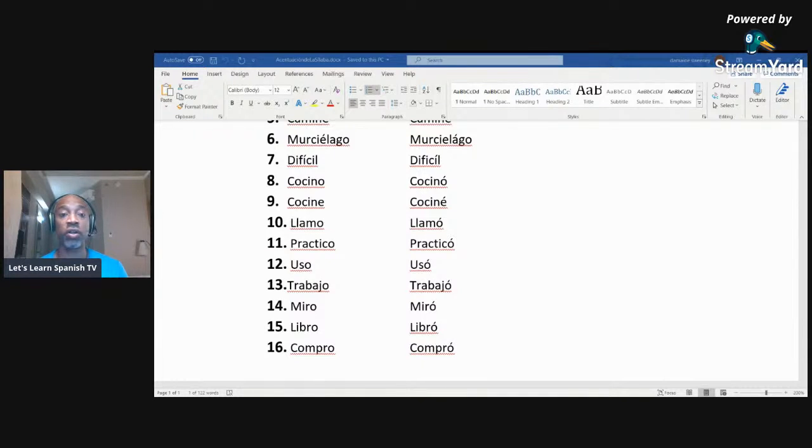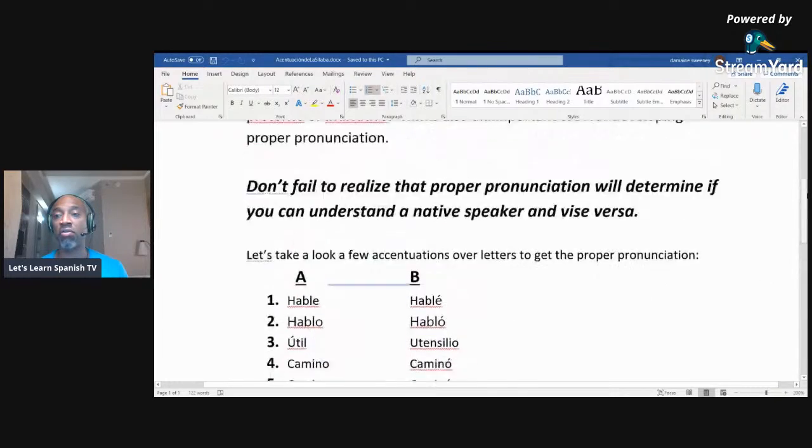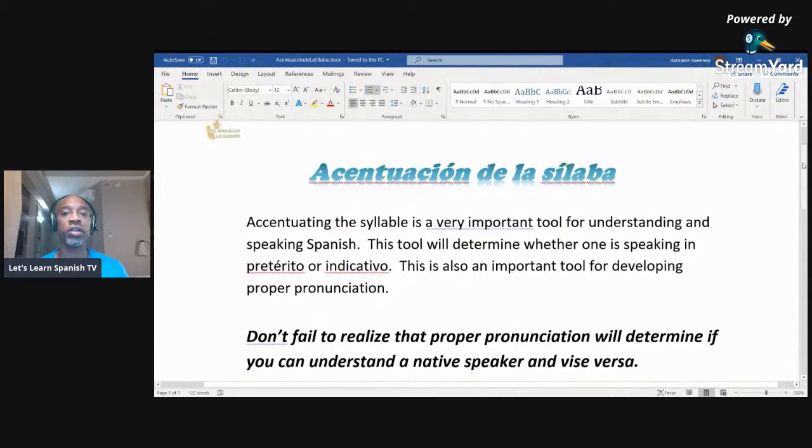So far, any questions? That's going to be the importance of pronunciation. Okay? Any questions? Acentuación de la sílaba. Okay? Alrighty, righty.